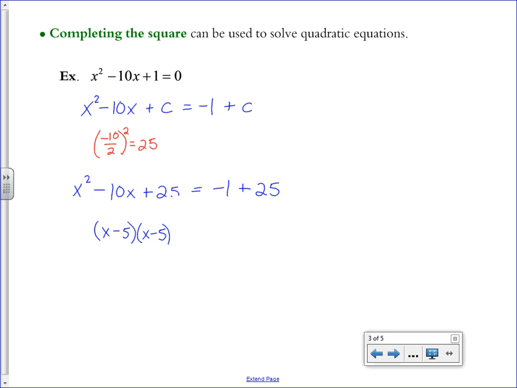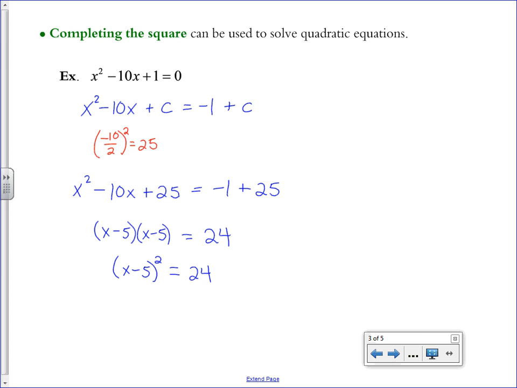Don't need that squared yet. Put it in the next step. And negative 1 plus 25 is 24. Simplifying the right side of the equation as well, we can write this as x minus 5 to the second power equals 24. And now we've given ourselves a version of the same exact equation that we can solve with square roots.